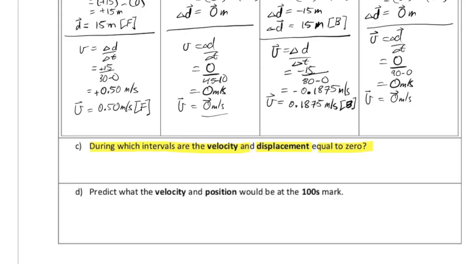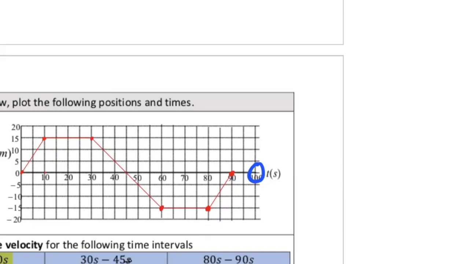And then the final question, predict what the velocity and the position would be at the 100-second mark. So we've got to figure out what's going on here. Easiest way to do it is just continue the line. And if you continue the line, the prediction should be this. At the 100-second mark, you should reach a position of positive 15 meters. And that's just following the trend with the last segment of motion.